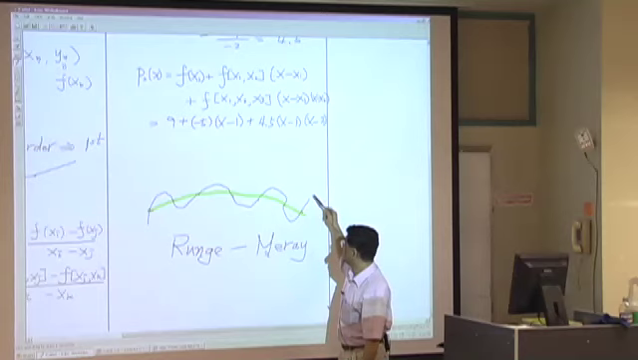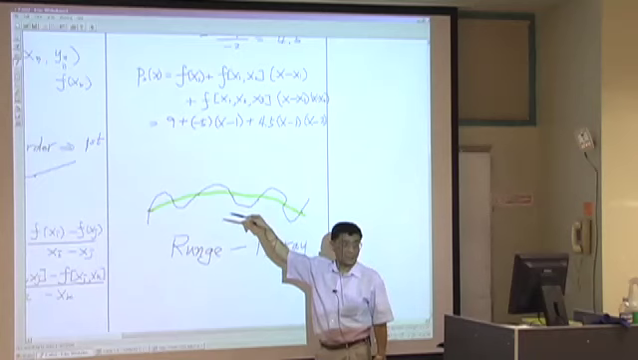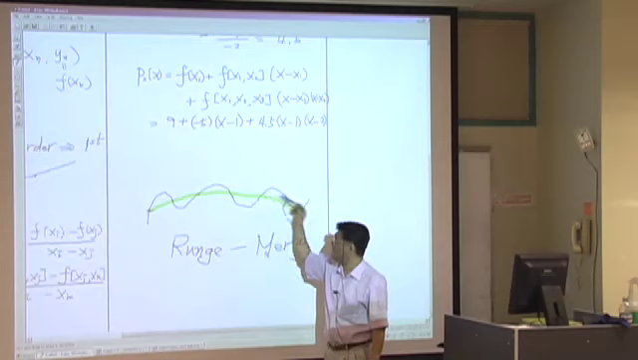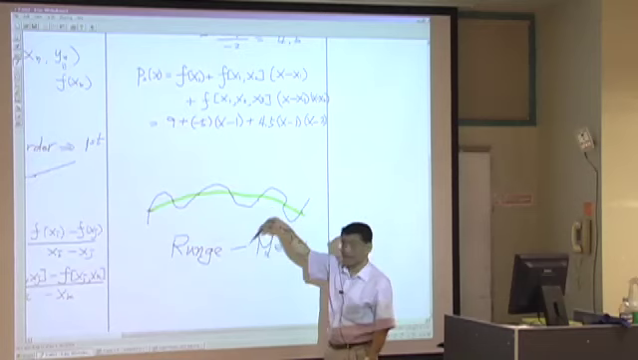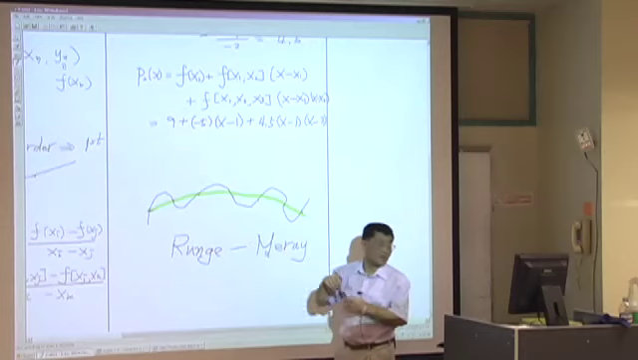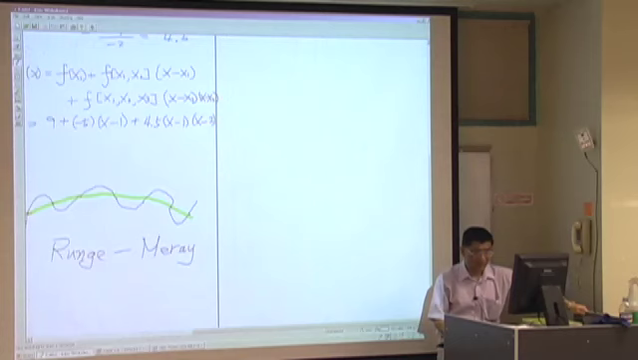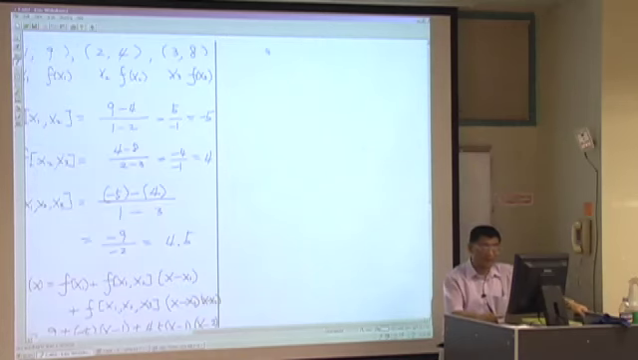Why? Because our goal was fitting these things, right? In other words, I want to find the curve passing through these points. Somehow this passed through the points, but the pattern isn't great. So we want to have this kind of pattern instead of this oscillating pattern. Because of this reason, we now want to study splines, especially cubic splines.